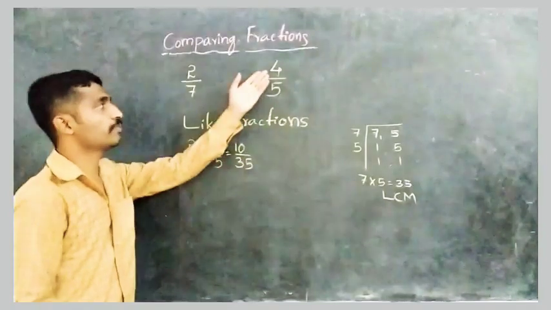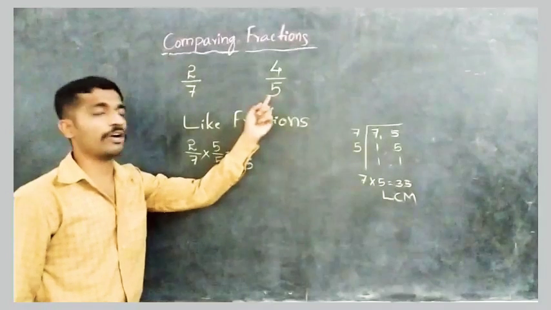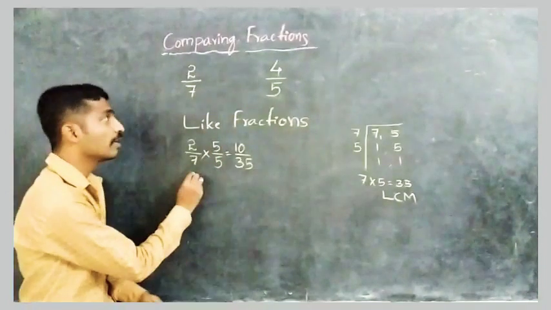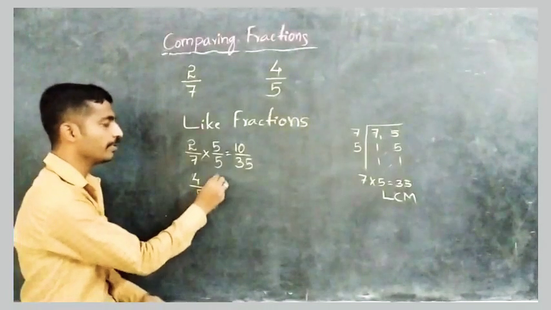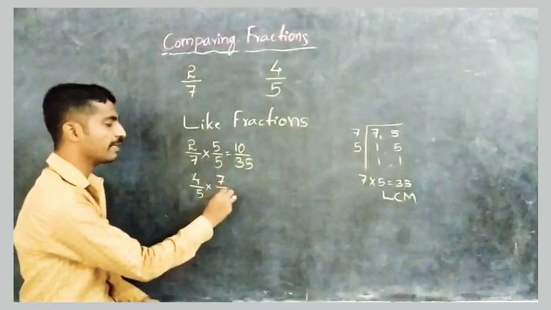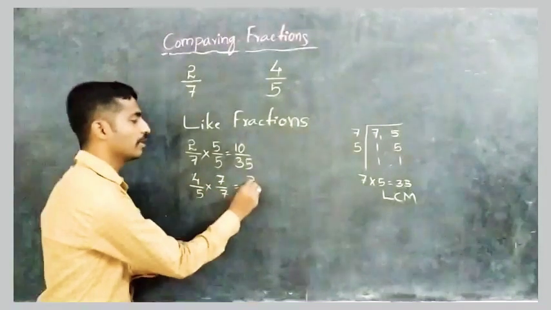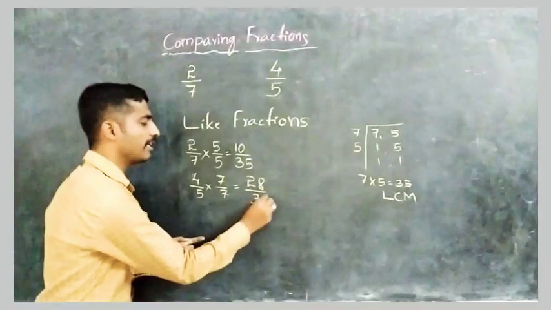Then what about this 4 by 5? So here we need 35. 5, how much is 35? 5 7s are 35. So 4 by 5 into 7 by 7. Okay, 4 7s are 28, 5 7s are 35.